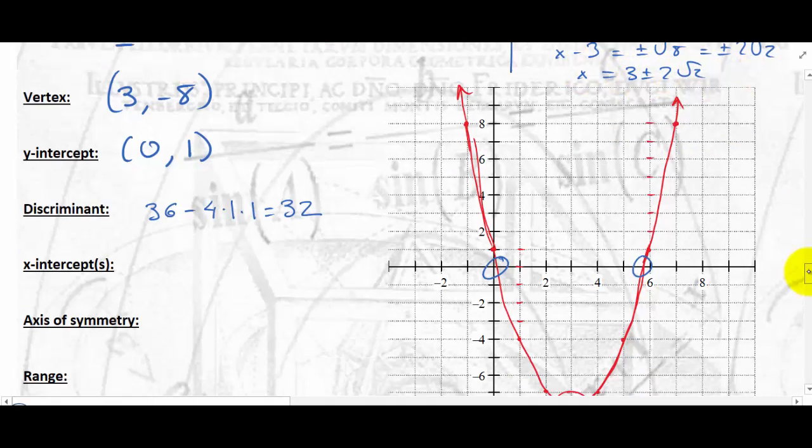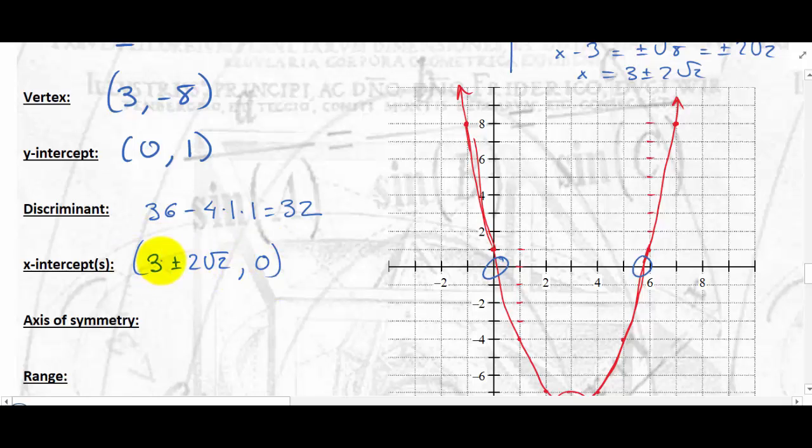So for my x-intercepts, I'm just going to say x minus 3 squared minus 8 equals 0. So you move that there and you remove the square. So you have x minus 3 equals plus or minus square root of 8, which is plus or minus 2 root 2. And so the x-intercepts, here x is 3 plus or minus 2 root 2. Careful when you write the x-intercept, it has to be a point. So (3 plus or minus 2 root 2, 0).